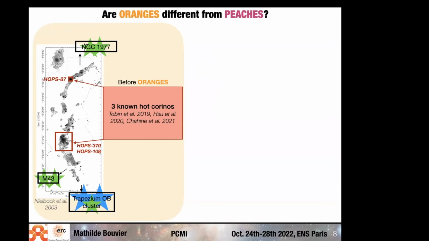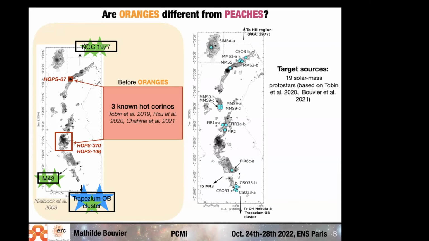Before ORANGES, there were already 3 hot core renos detected in the filament, 2 of which are intermediate mass protostars, and 1 a solar mass protostar. And here in cyan, I show all of the protostars that we investigated. To probe hot core renos, we chose to target methanol, which is the simplest and most abundant complex organic molecule found in hot core renos.